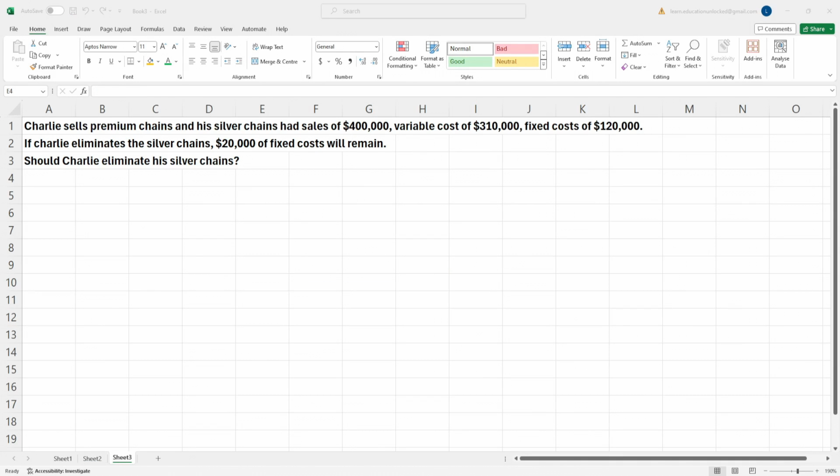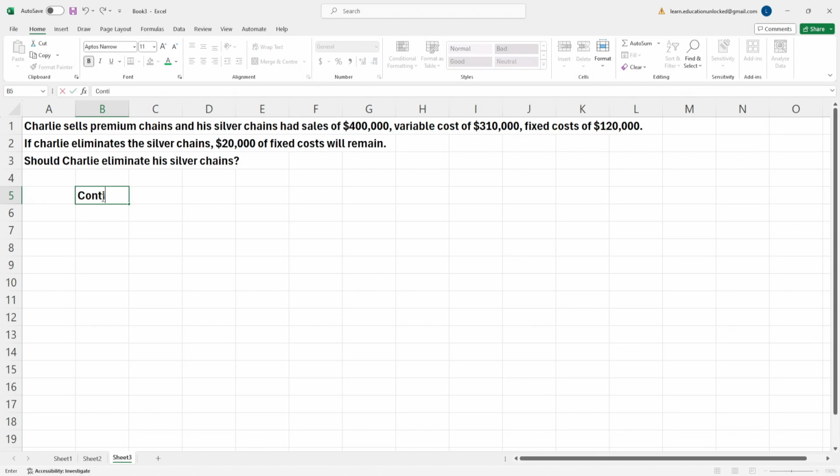Alright guys, so we have an eliminate or continue a segment example. So here Charlie sells premium chains, and his silver chains had sales of 400,000, variable cost of 310,000, and fixed cost of 120,000. If Charlie eliminates his silver chains, 20,000 of fixed costs will remain. Should Charlie eliminate his silver chains?